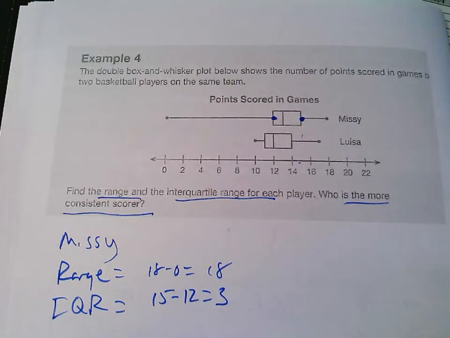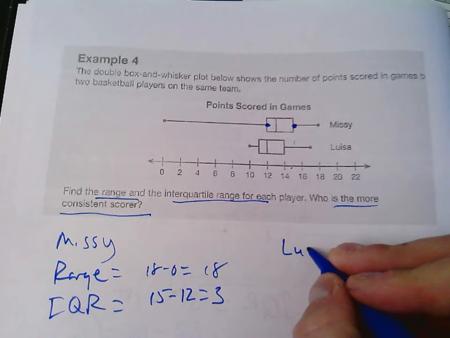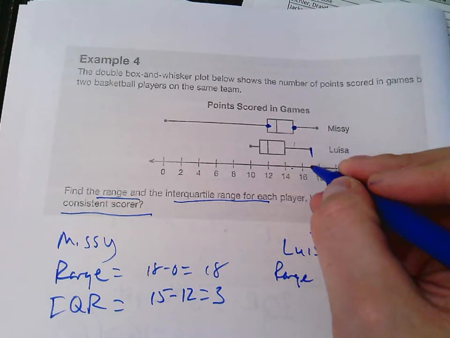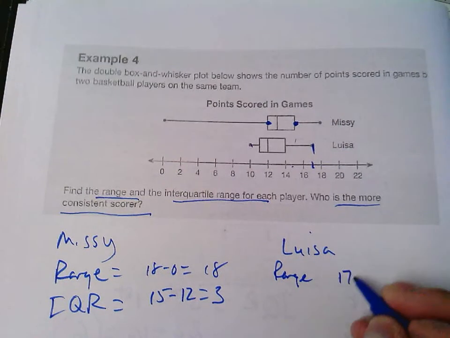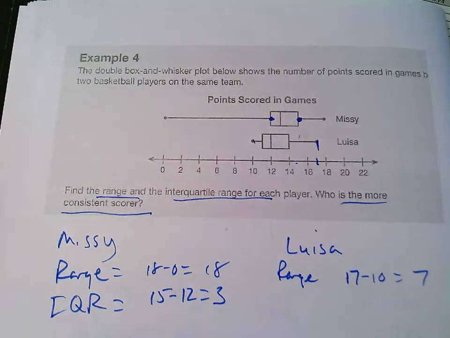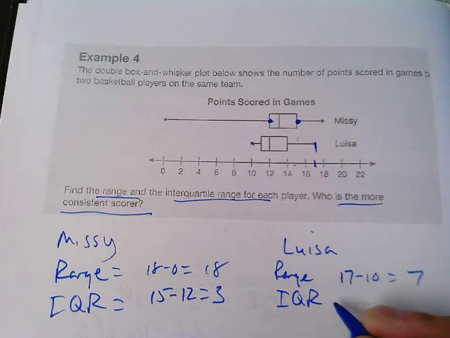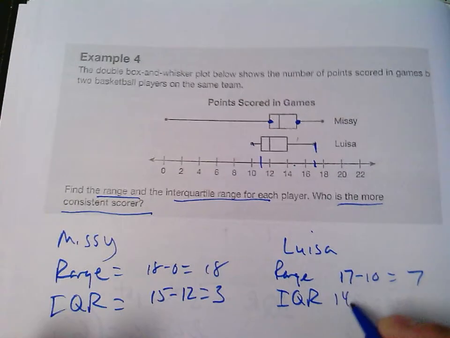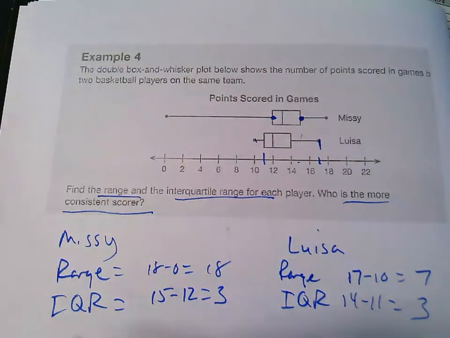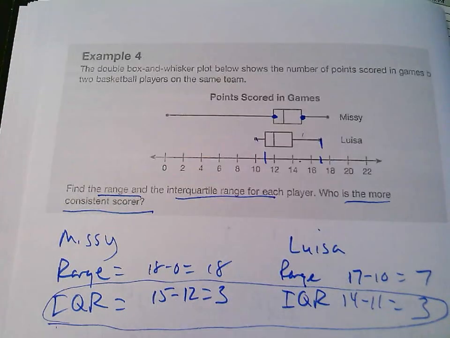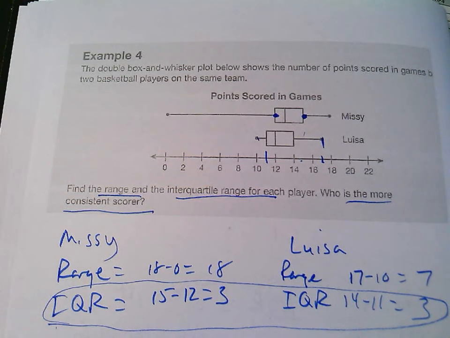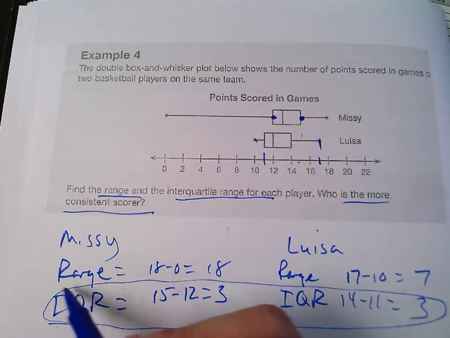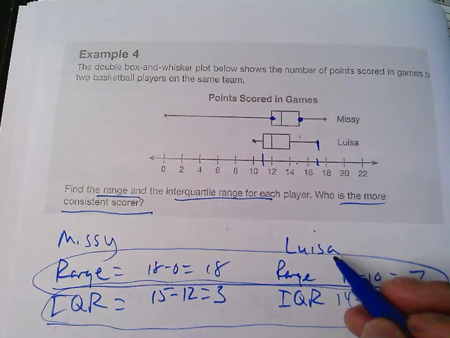And then you've got Lucia. Her range is from, it looks like, 17 to 10, so 17 minus 10, which is 7. And her interquartile range is from 14 to 11, which is 3. So if you notice for both of these, their interquartile ranges are the same. And then the range, if you notice here, this has a wider range. So the more consistent scorer is Lucia.